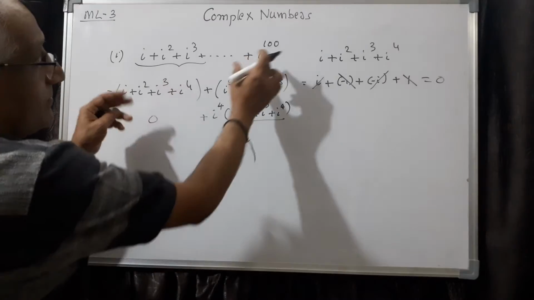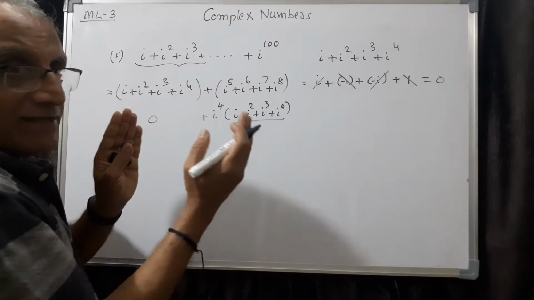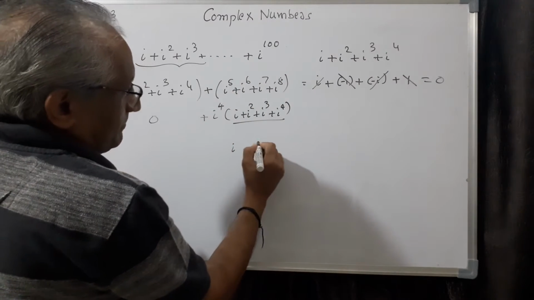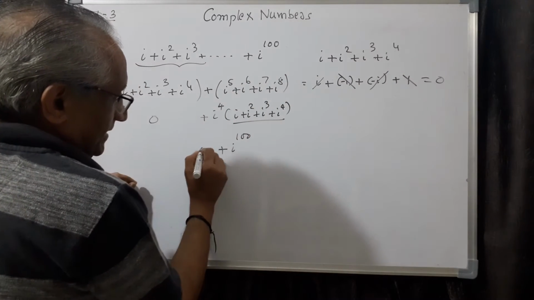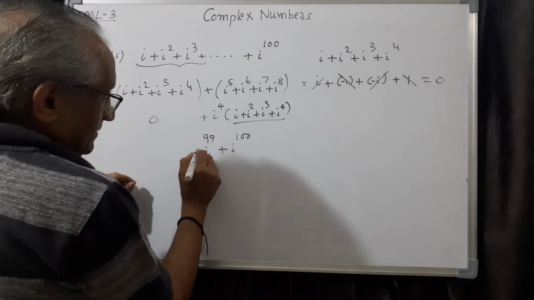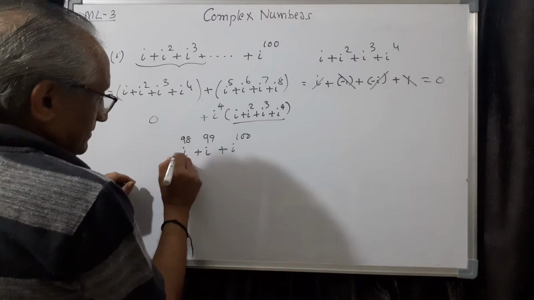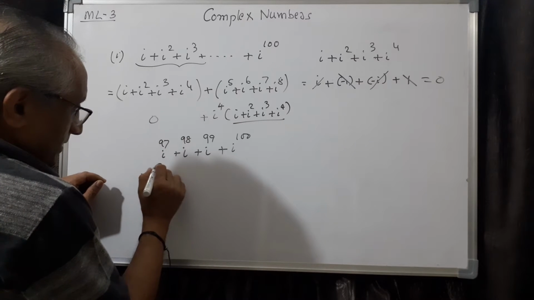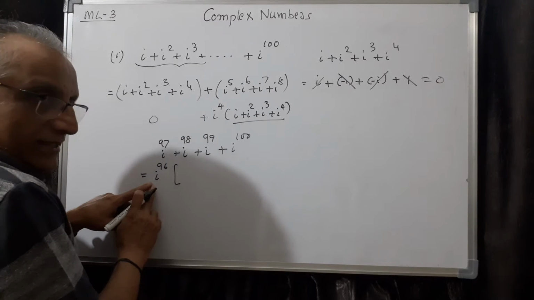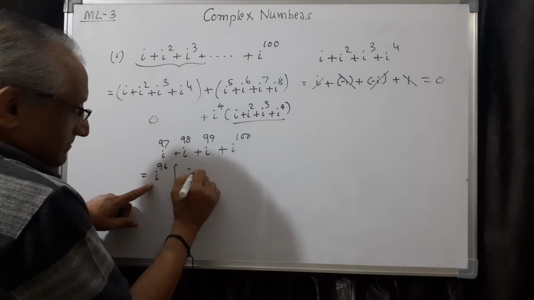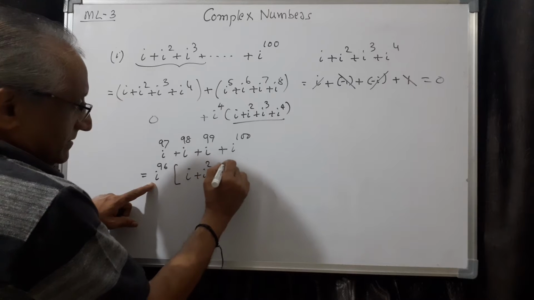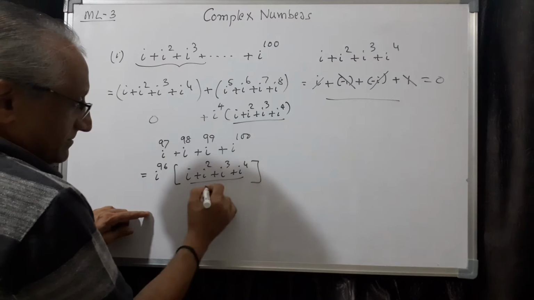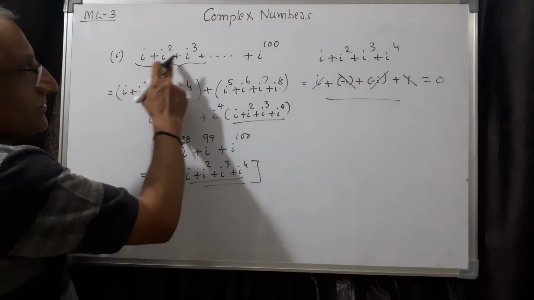Like this, there are totally 100 terms, 1 to 100. So you can make groups of 4 together. The last group will be i power 100. If you find it difficult, write it like this: i power 99 plus i power 98 plus i power 97. Now take i power 96 outside. If you take i power 96 outside, here i remains, here i square remains, here i cube, here i power 4, and this is 0. So it is 0 total.